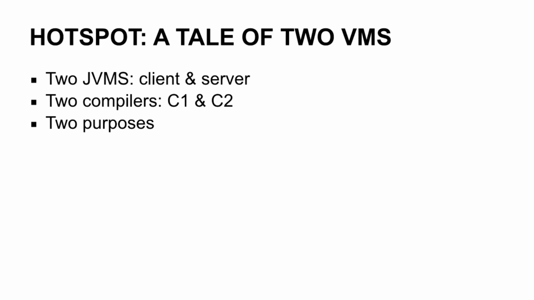Historically, it's because there wasn't one answer. HotSpot is actually not one VM. It was two different VMs, a client VM and a server VM, which had two different compilers. The client VM had a compiler called C1, and the server VM has a compiler called C2. And these two VMs with their two different compilers were actually intended for two different purposes. And those two different purposes led to having two different thresholds for triggering their just-in-time compilers.